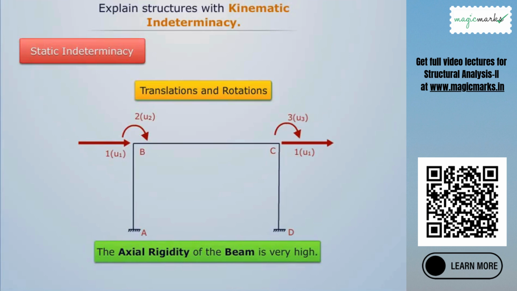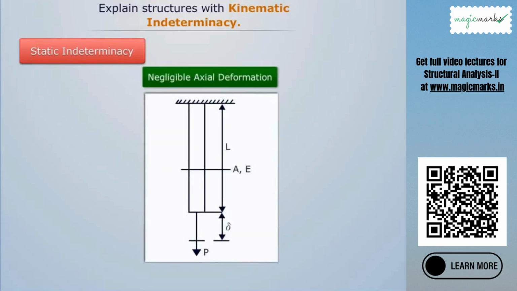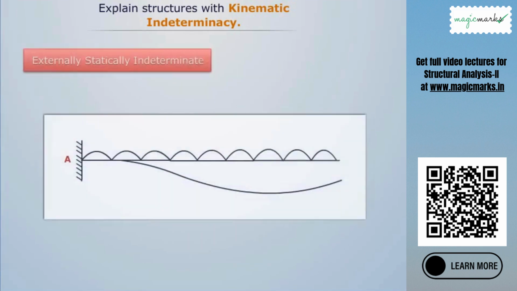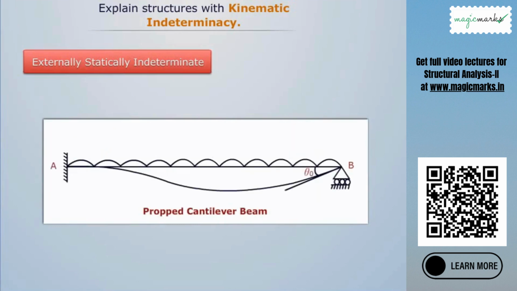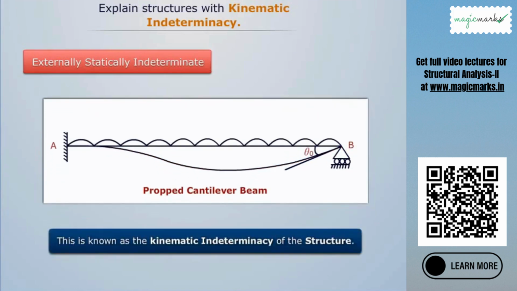But the axial rigidity of the beam is very high. Thus, any change in its length along the axial direction may be neglected. And since displacements at a fixed support are zero, for a propped cantilever beam, only rotation at B is considered. This is known as the kinematic indeterminacy of the structure.